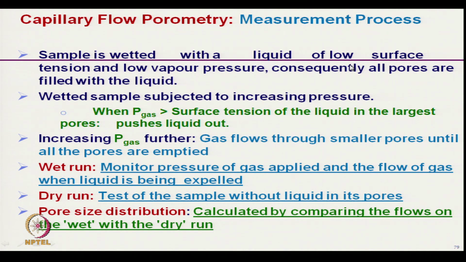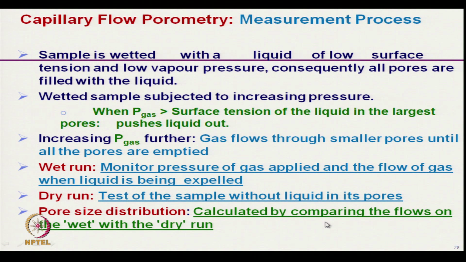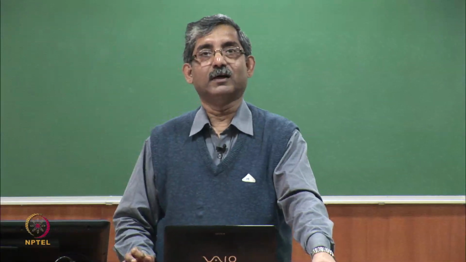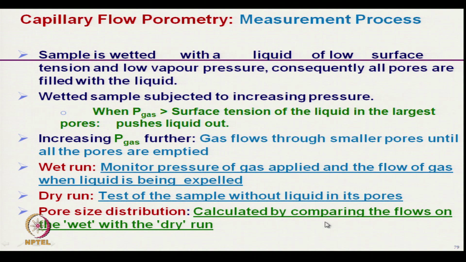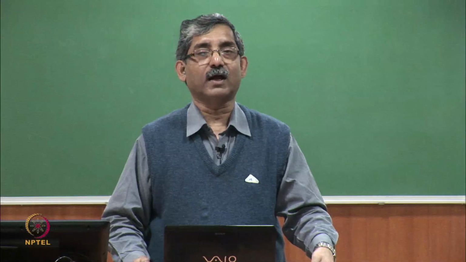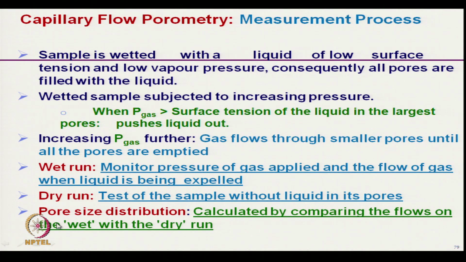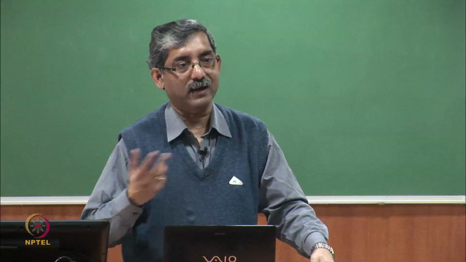So, to get the actual result without any error, we have to run the process in wet run and dry run. Wet run means the gas is applied when the structure is saturated with liquid, and in dry run the sample is dry, without liquid in the pores. Pore size distribution is then calculated based on the flow data in wet run and dry run.